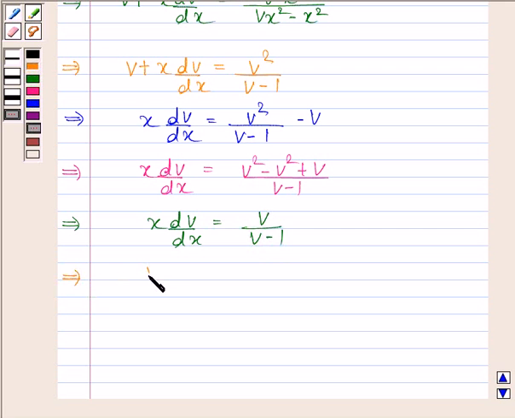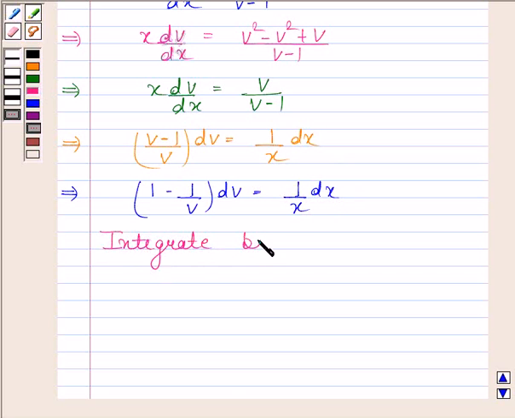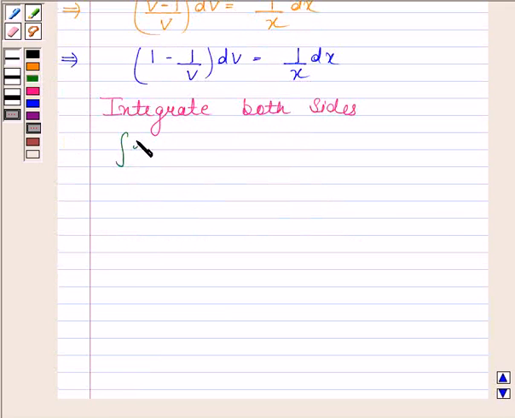This implies v minus 1 by v into dv is equal to 1 by x into dx. This implies 1 minus 1 by v into dv is equal to 1 by x dx. Now integrating both sides, we get integral dv minus integral 1 by v dv equals integral 1 by x dx.